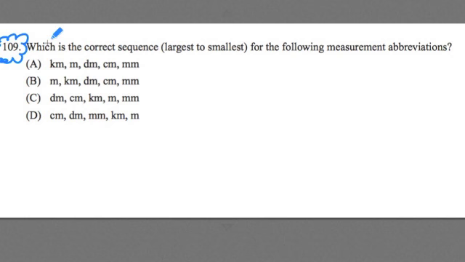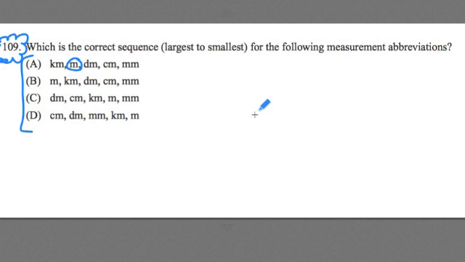Which is the correct sequence, largest to smallest, for the following measurement abbreviations? And then we have our abbreviations here. And our base here is meters. And we're looking to order this in distance using our base of meters, the largest to the smallest.